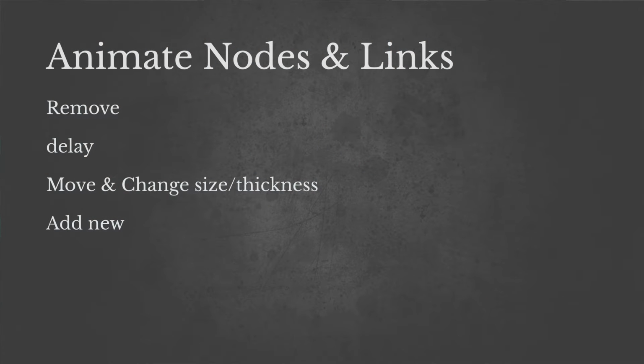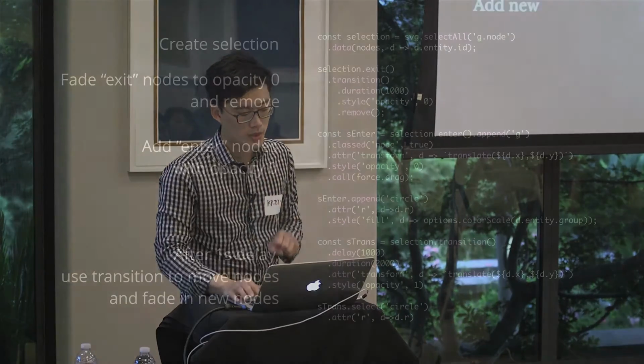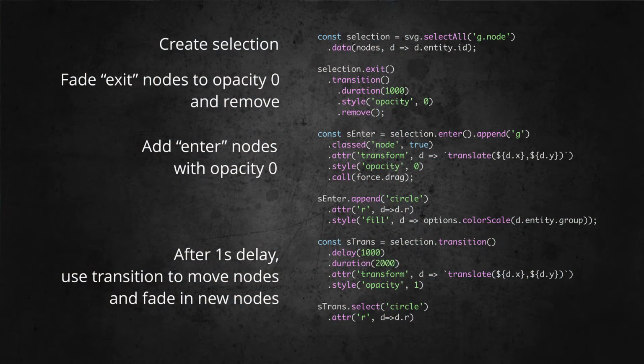For the nodes and links, it's pretty straightforward. We remove the old ones that are not there anymore. Like if a character appears in this episode but not in the next one, when you switch to the next one, it should fade out and go away. And then the ones that exist should move to a new position, and the new ones should fade in. So in the code, it's kind of like this.